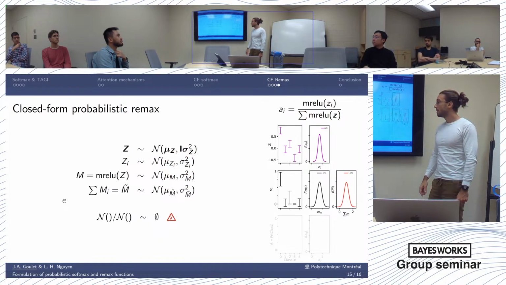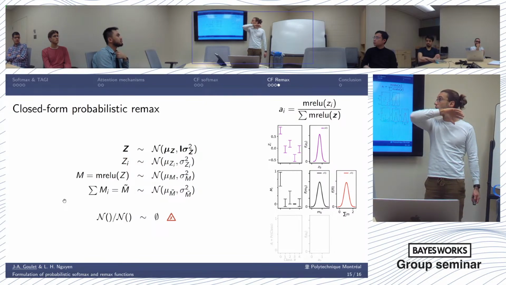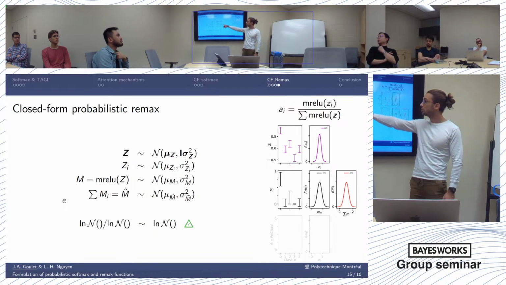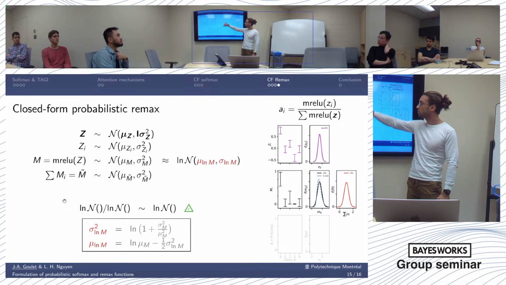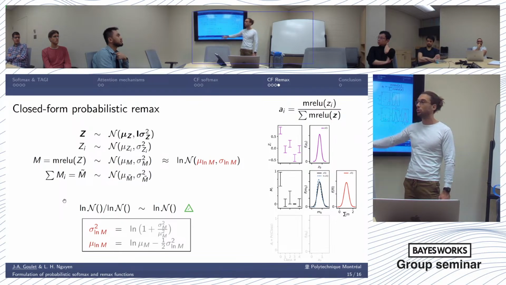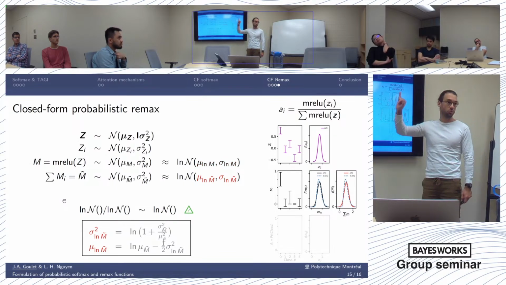Done deal. Now, the division of normals, we said it's not normal, we need to go into the log transform space. So I need to transform this quantity into the log transform space, and this quantity as well. So the first one here is going to be a log normal. I need to compute these two quantities. I have a closed form solution to do it. I need to do the same thing for the sum. I have a closed form solution to do it.